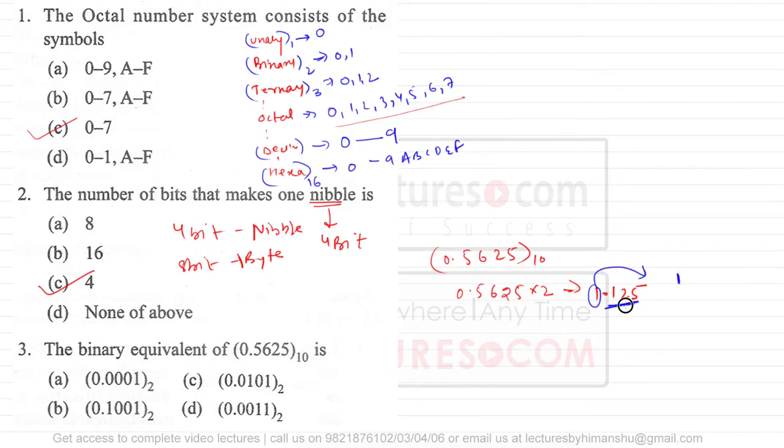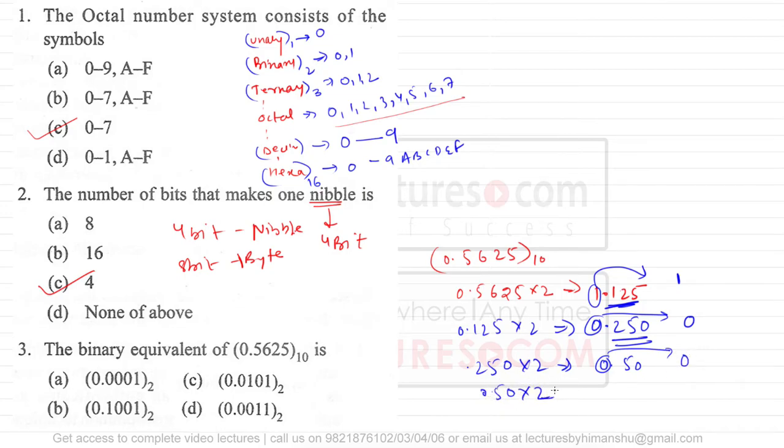Again from this we are going to get the digit 1. Now we are going to use the next number, that is 0.125, and again we multiply it by 2, which gives 0.250. Again we take the first digit, that is 0. Then 0.250 multiplied by 2 gives us 0.50, so again we get the digit 0. Then 0.50 multiplied by 2 gives a number which is 1.00. Because we got 1.00, whatever you multiply it by, you are always going to get 0, therefore the last digit is 1.